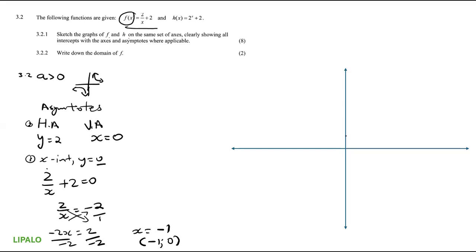I'm going to start with the asymptotes. This is the y-axis. This is the x-axis. I start with the asymptotes. This is 2. The graph shouldn't touch this line.